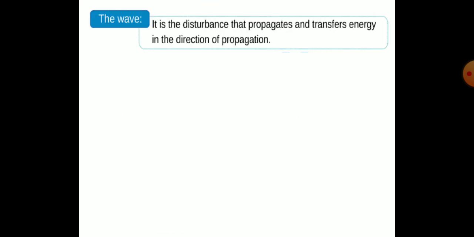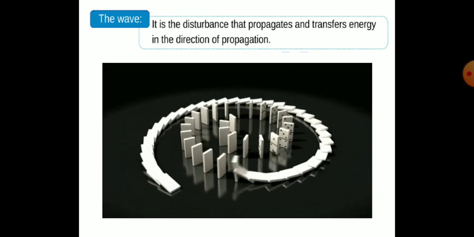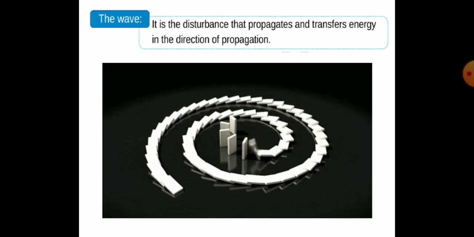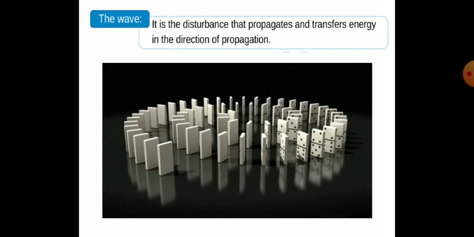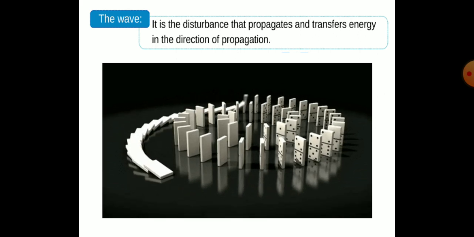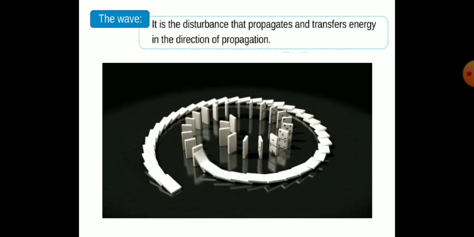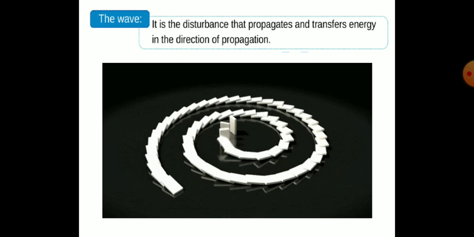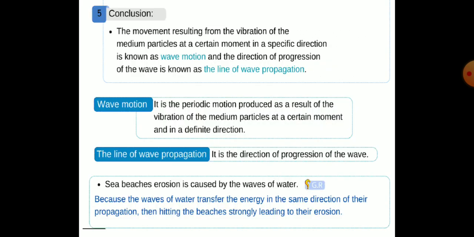Perfect. First of all, we are going to talk about the wave. So the definition: it is a disturbance that propagates and transfers energy in the direction of propagation. Amazing. So now we are going to talk about the wave motion.